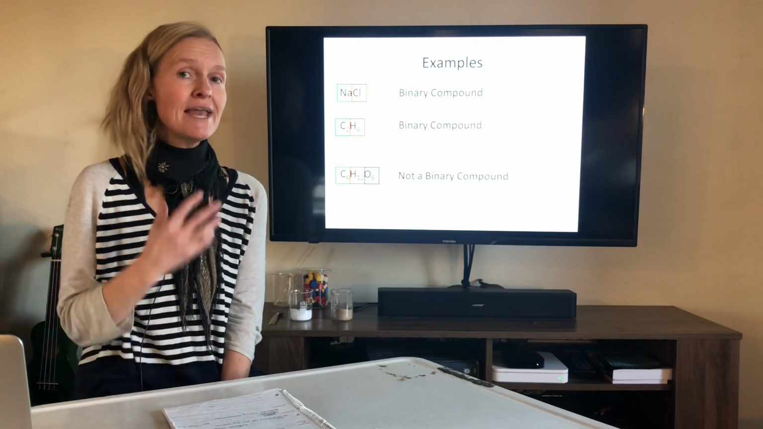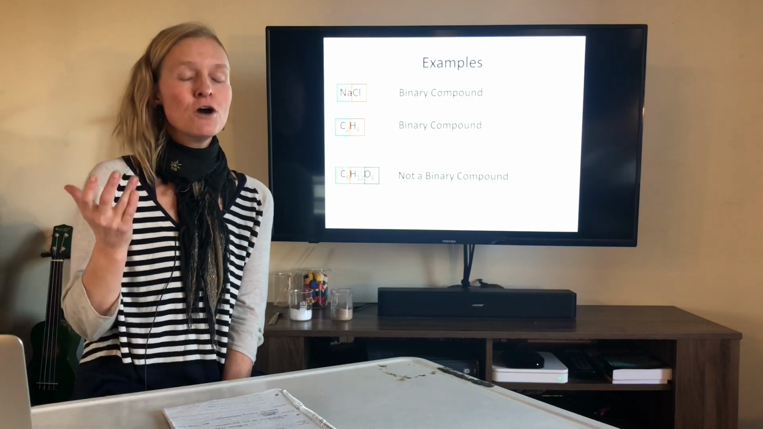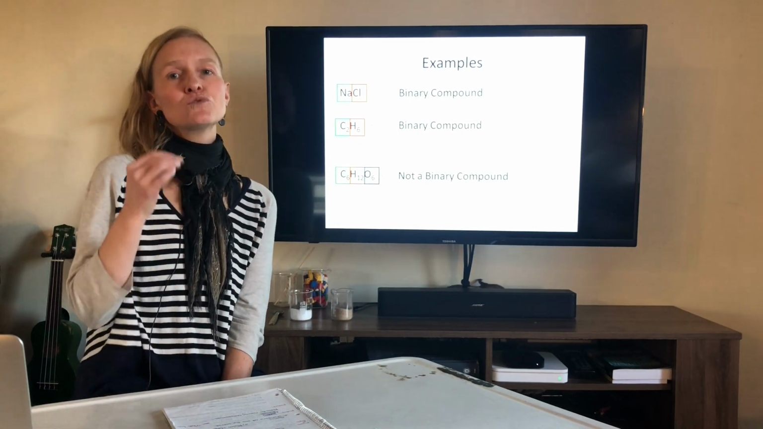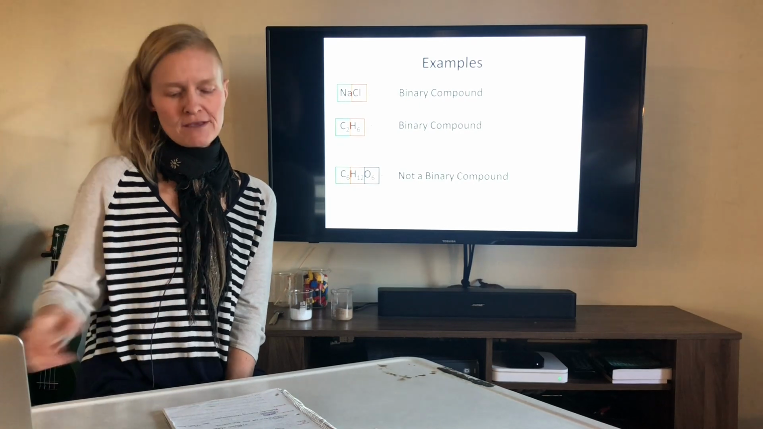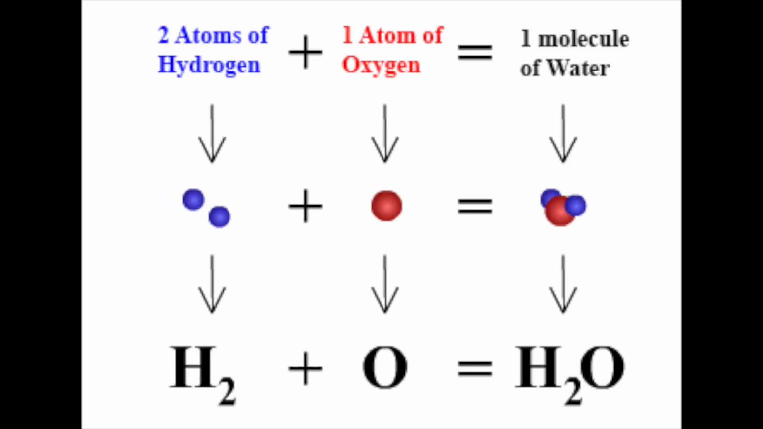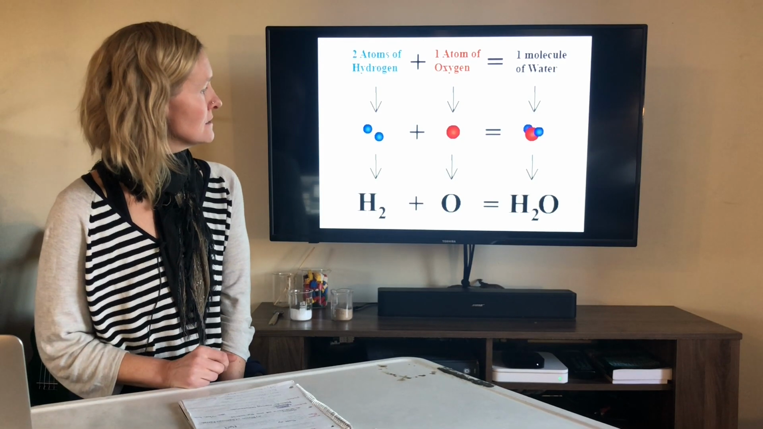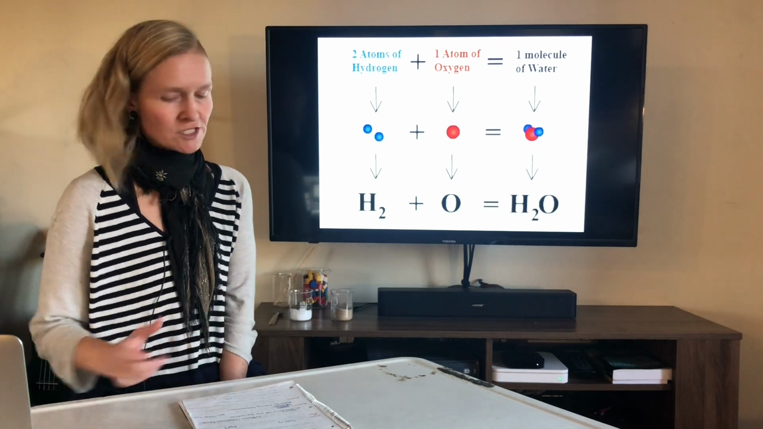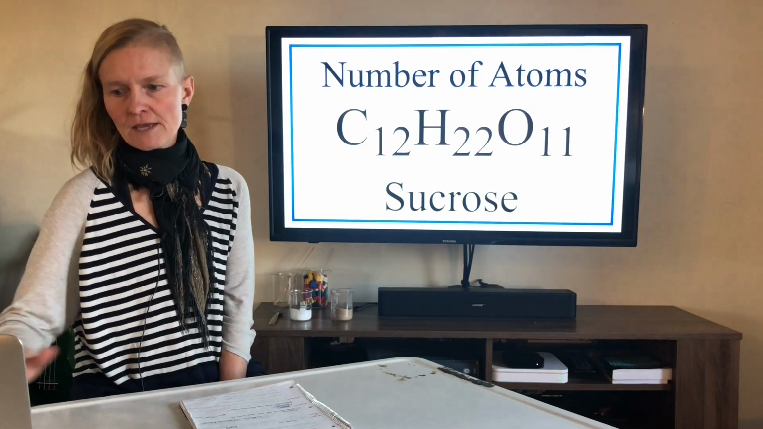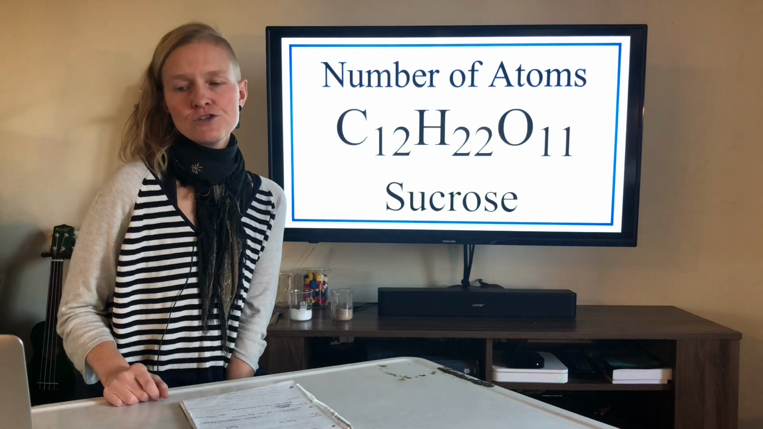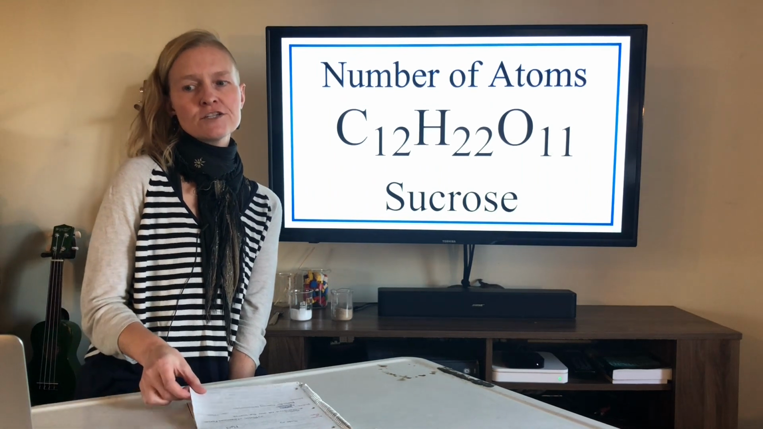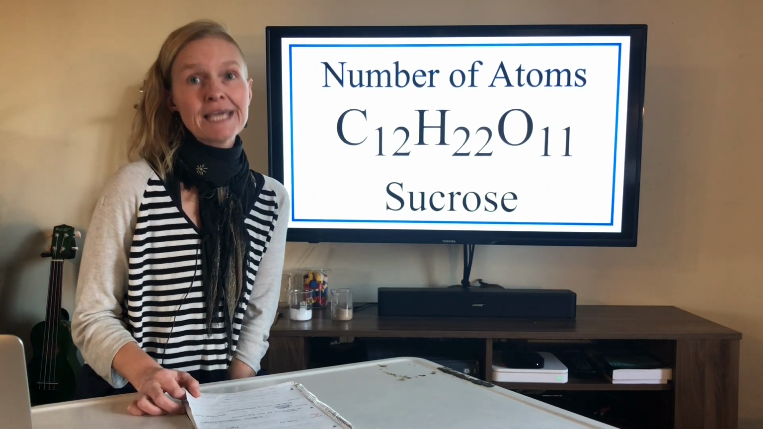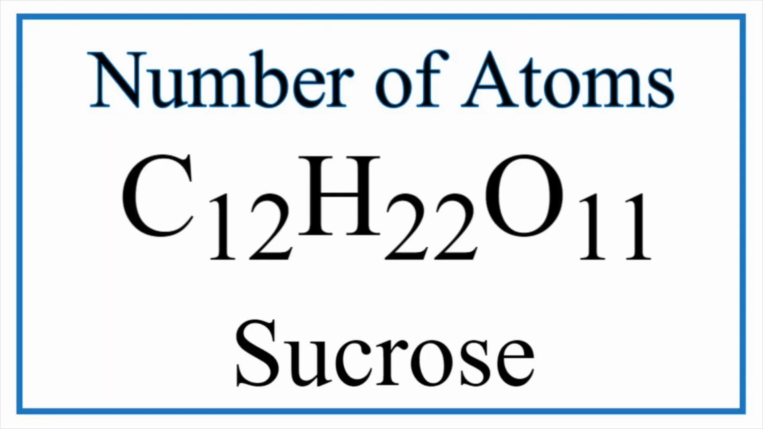So there's many, many different kinds of compounds, and there's rules that are followed for naming these. Here we have a binary molecule or compound, but we know it just as water. And here we have sucrose, which is another type of large organic molecule.